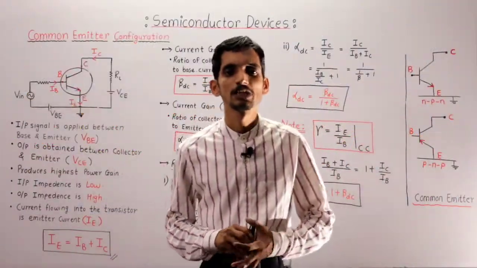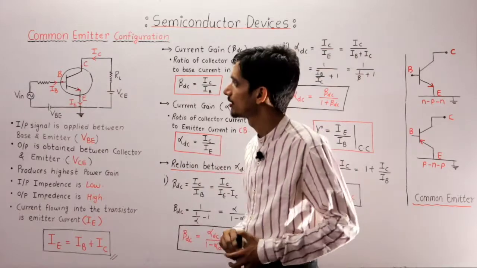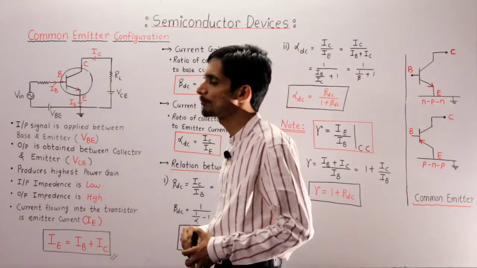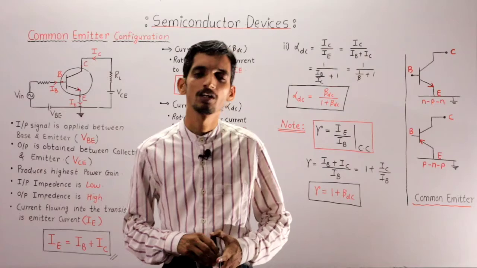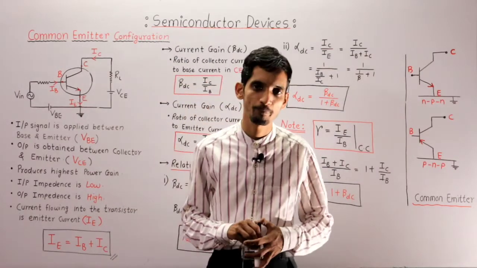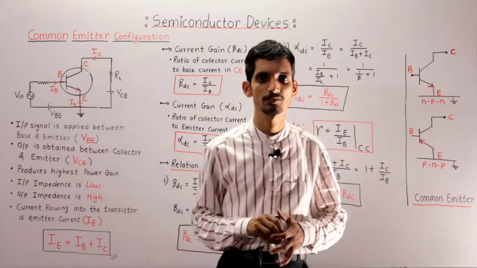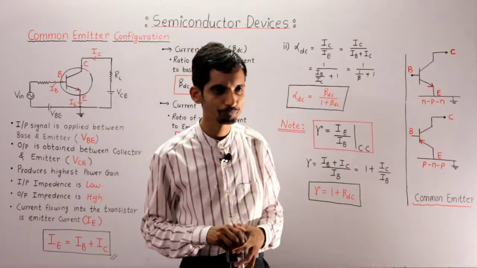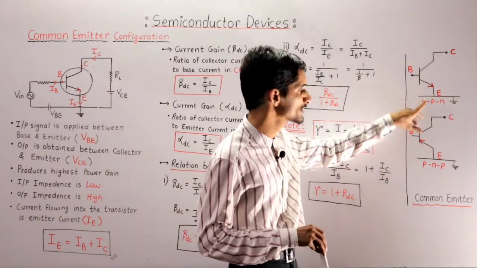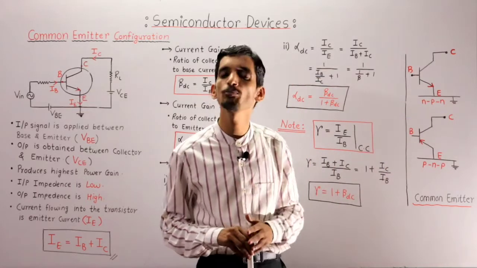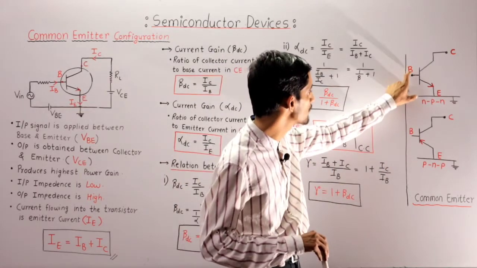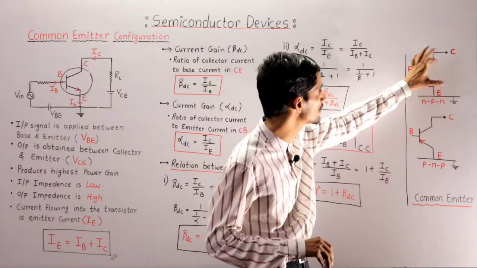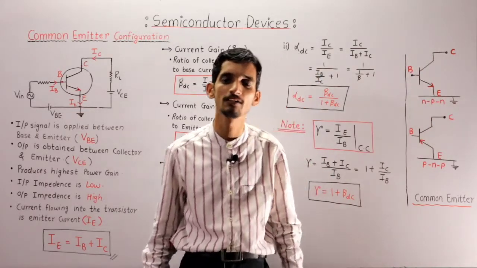Hello friends, today in this lecture we are going to discuss common emitter configuration in a very detailed manner. As we discussed, in the common emitter configuration, the emitter terminal is common, so it acts as a common for both input as well as output. Input voltage is applied between base and emitter, and output voltage is taken from collector and emitter.